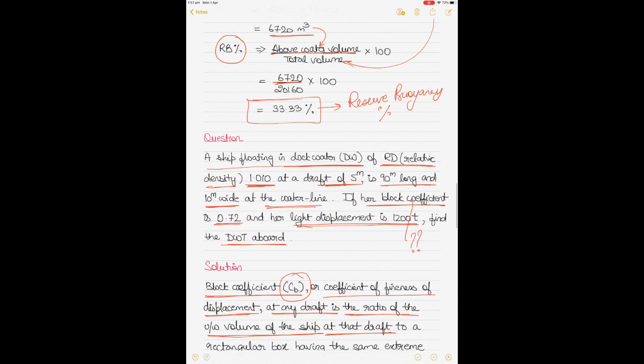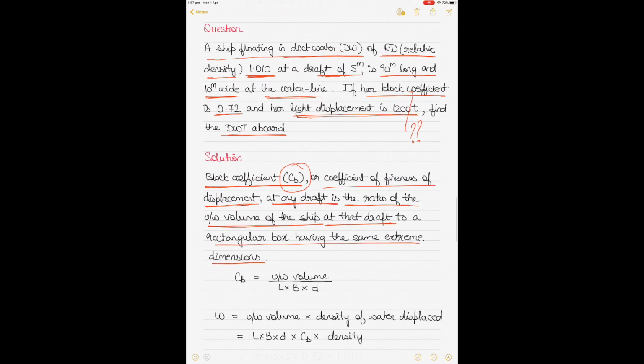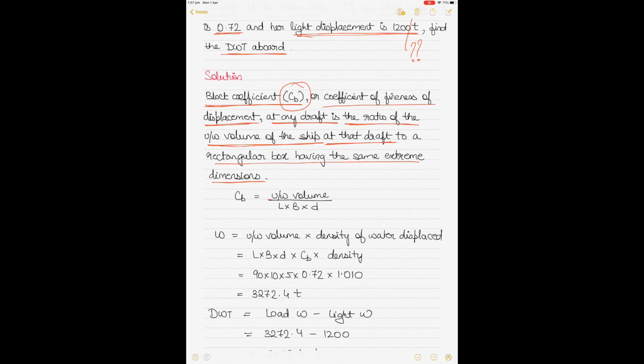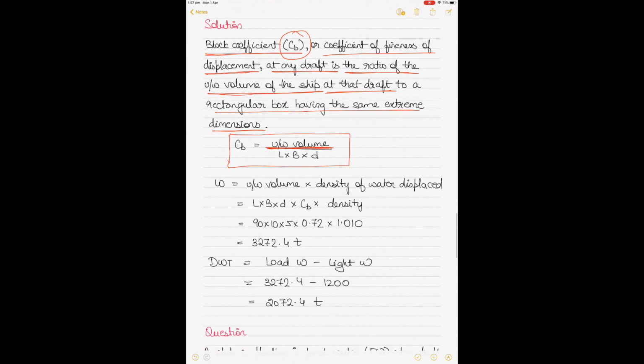Alright, so you see the difference between block coefficient and coefficient of fineness of water plane area. Coefficient of fineness of water plane area was talking about the ratio between the water plane area to a rectangular box having the same dimensions. But the block coefficient focuses on the underwater volume, not the water plane area, divided by the rectangular box's dimensions of length, breadth, and draft. Alright, that's why your block coefficient is different from coefficient of fineness of water plane area. So this block coefficient focuses on underwater volume and its ratio with the rectangular block having the same extreme dimensions.